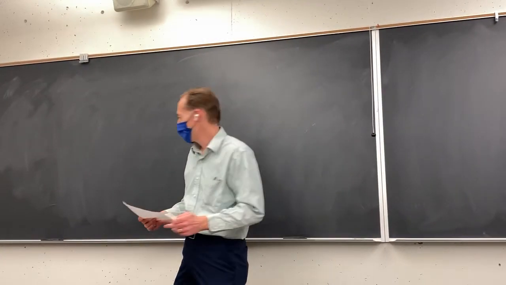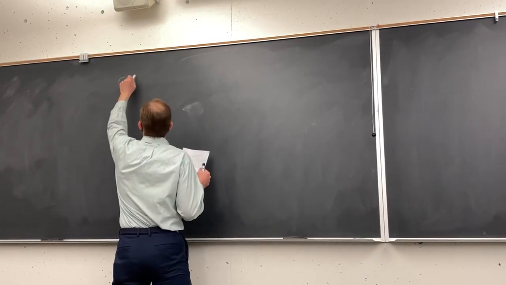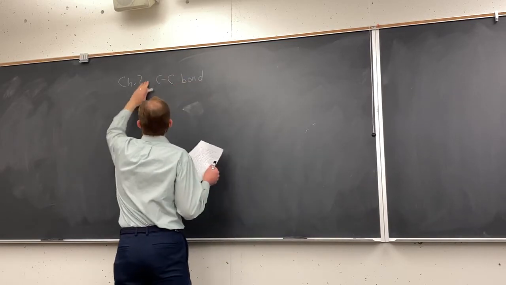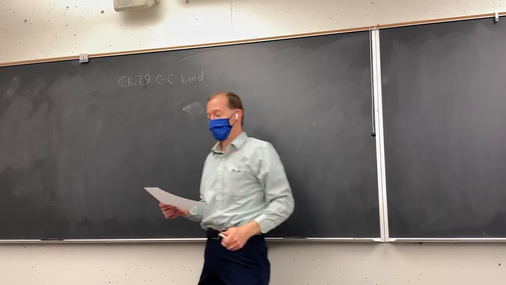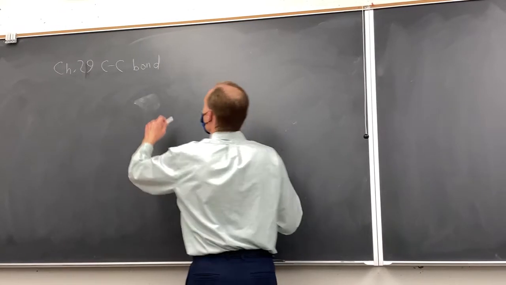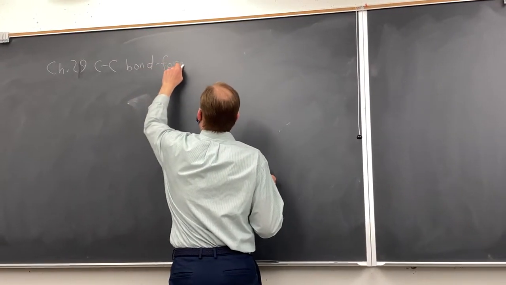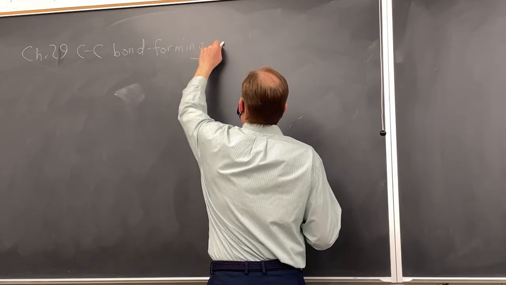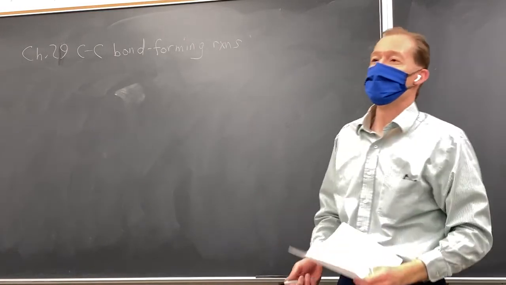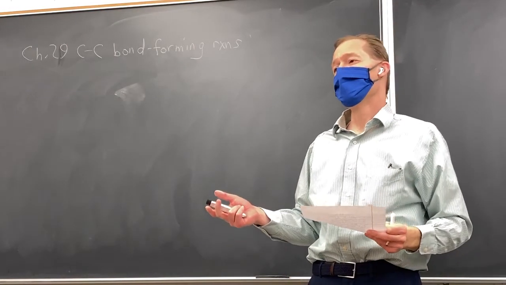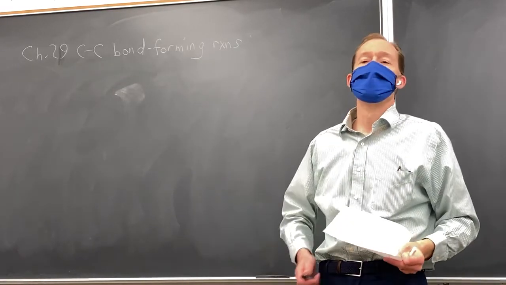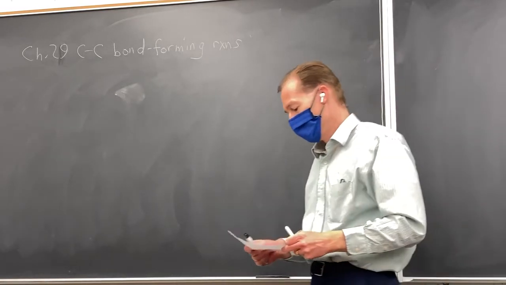Okay, chapter 26 is carbon-carbon bond forming reactions. Chapter 29, yes. It used to be chapter 26 in the old edition of the textbook, but it is now chapter 29, okay? All right, so this is obviously a very broad topic. Most of the reactions in this chapter involve transition metals. So it allows us to introduce some transition metal chemistry to you.